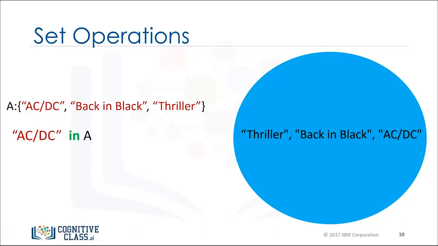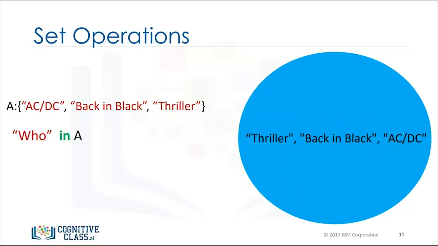We can verify if an element is in the set using the in command as follows. The command checks if the item, in this case AC/DC, is in the set. If the item is in the set, it returns true. If we look for an item that is not in the set, in this case for the item who, as the item is not in the set, we will get a false. These are types of mathematical set operations. There are other operations we can do.